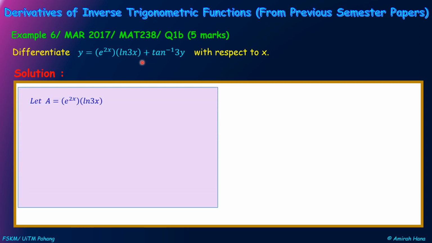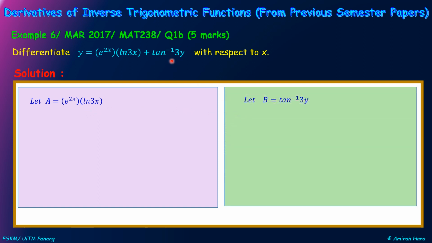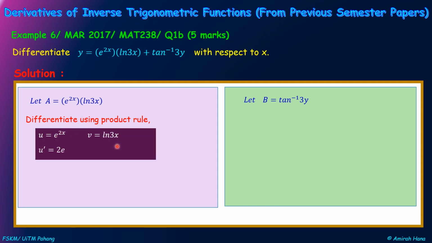We can let a equal e to the power of 2x ln 3x and b equal inverse tangent 3y. Then we differentiate a and b. To differentiate a, we can use the product rule because this is multiplication of functions. When we differentiate using the product rule, we need to identify u and v, and then differentiate u and v, so we get u prime and v prime.